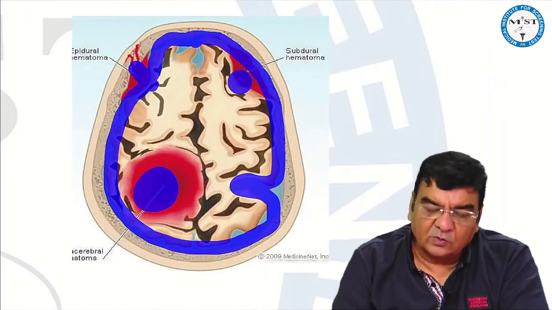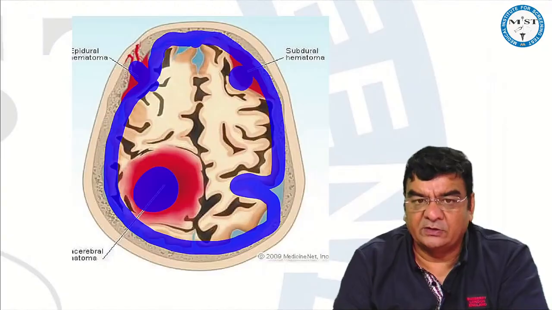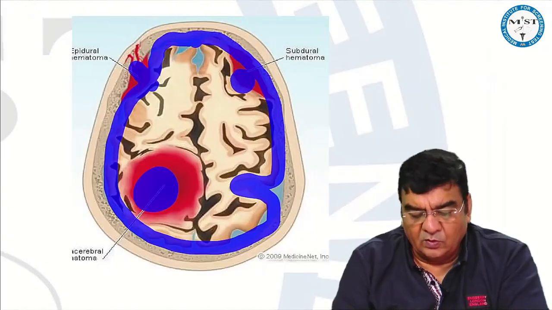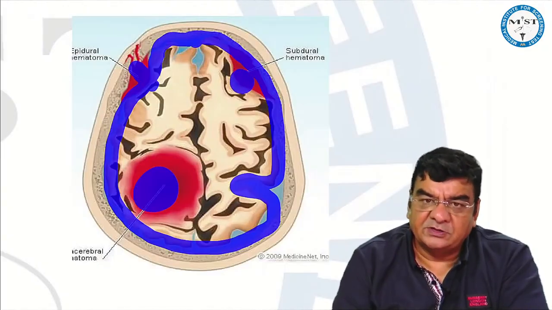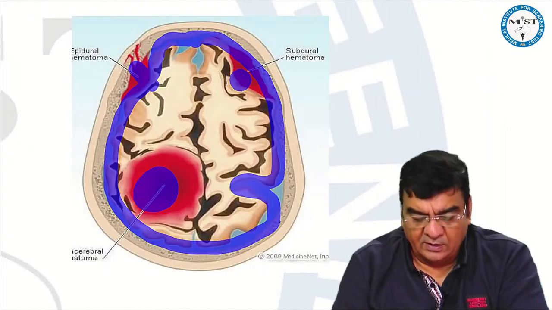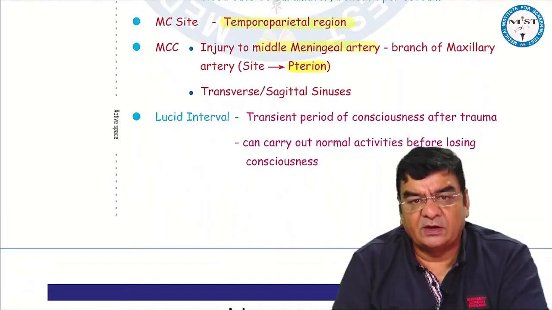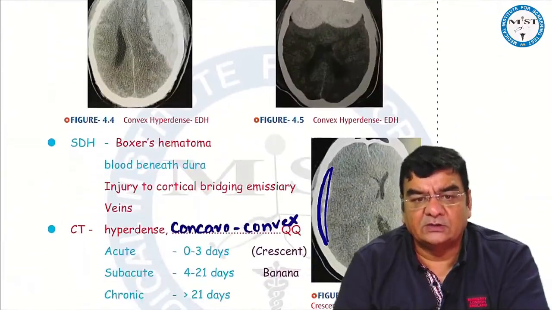Subdural hematoma, also called as the Box's hematoma, commonly seen in the frontoparietal region, due to injury to cortical bridging emissary veins, can be classified as acute, subacute, and chronic. First 3 days acute, 4 to 21 days subacute, and more than 21 days chronic.